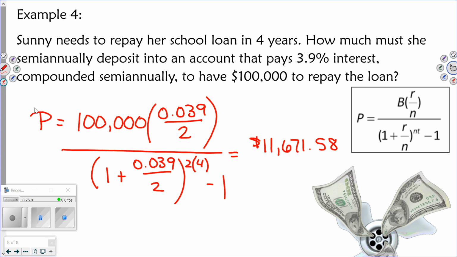So think about it. Semi-annually. So how often is she putting that in? Two times a year. If she puts in, what, a little over 11.6, then she's going to have $100,000 in 4 years. Twice a year she's putting that in for 4 years. It makes sense. Because she's also earning interest, which is good. All right, so that's your new formulas.